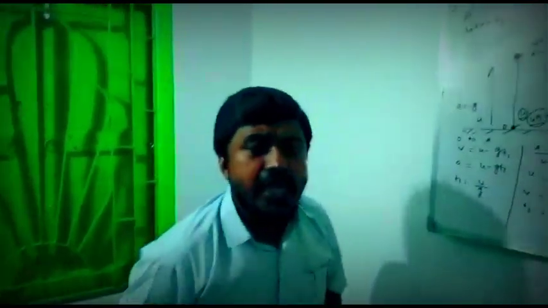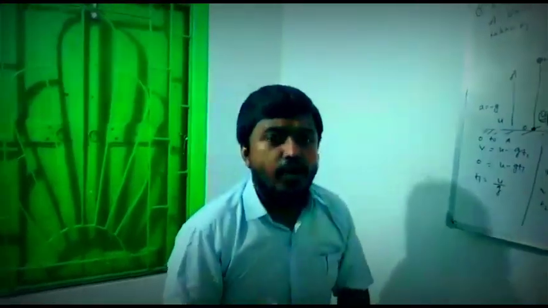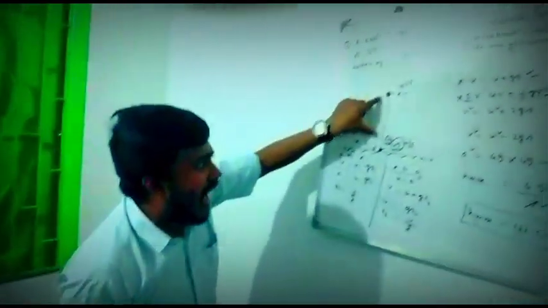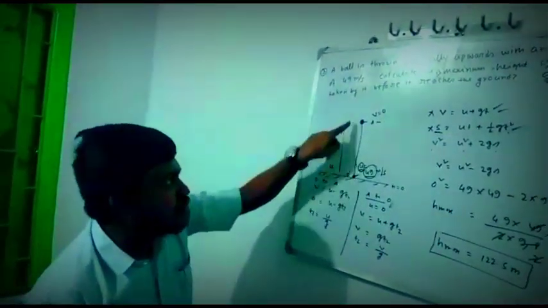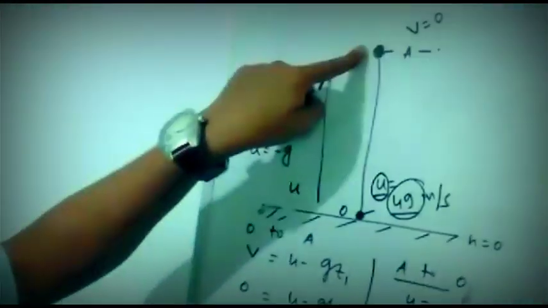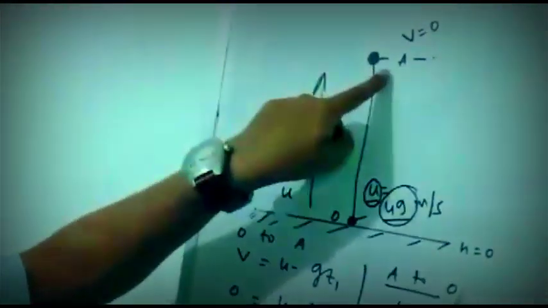And u and v in this situation remain the same. Why? Because the height remains the same, and at this moment the final velocity of the upward journey is 0, and when the particle drops from this point, the initial velocity is also 0. So that's why v and u remain the same.